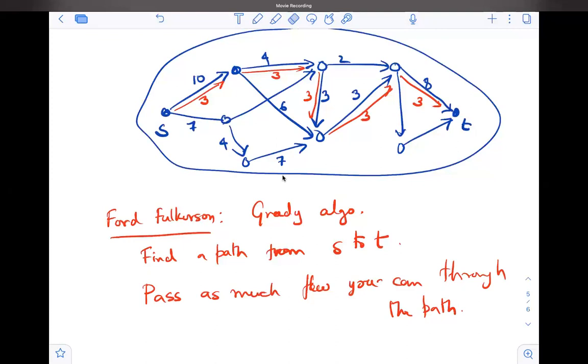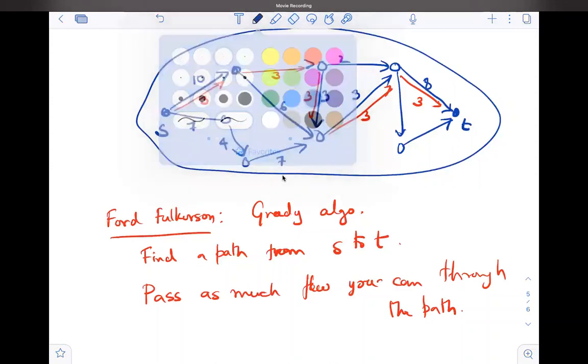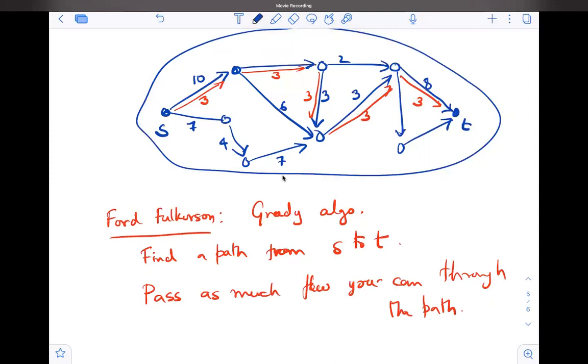Let me erase a little bit. That will help us to quickly understand what's going on. Sorry. Let's think of this one. We also discussed the residual graph.